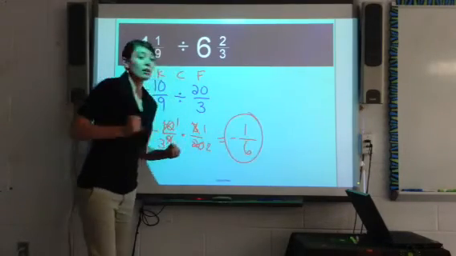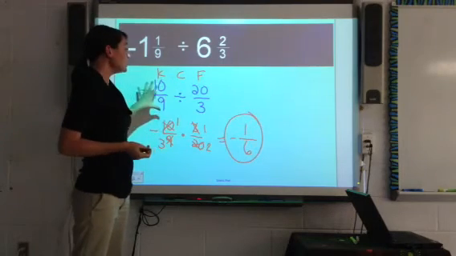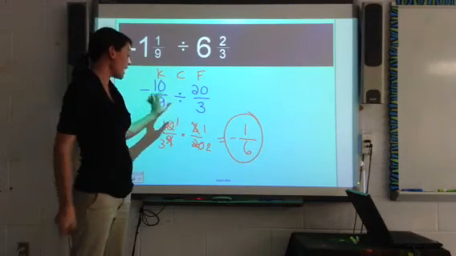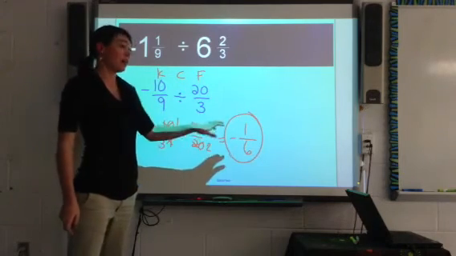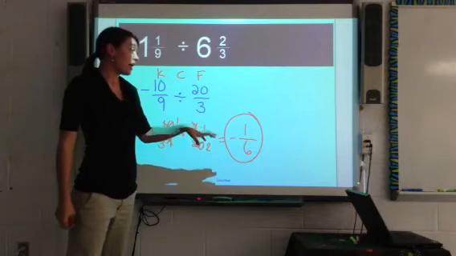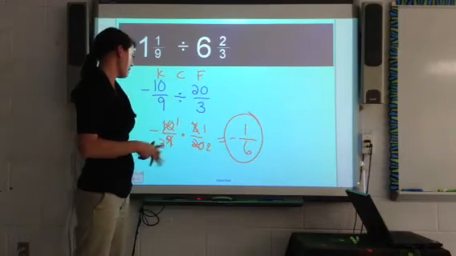The great thing about cross-canceling is it saves us a lot of simplifying at the end. If we didn't simplify this and we just did 10 times 3, we'd get 30, and 9 times 20, we'd get 180. That's fine, but it's a lot more simplifying at the end, where we can just simplify it right away.